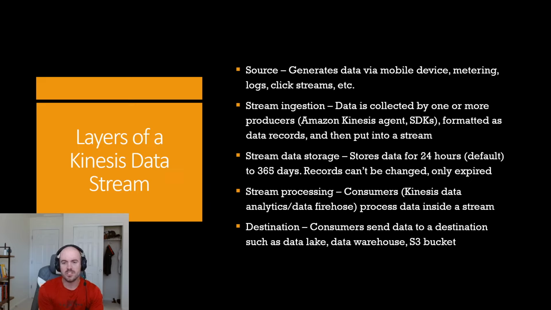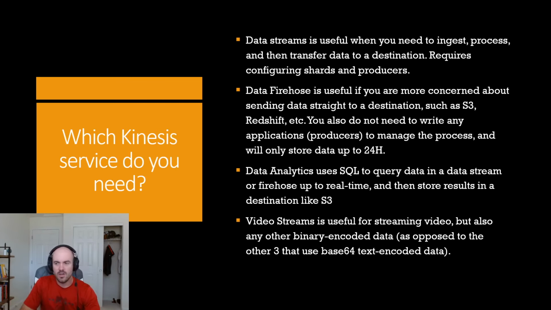Stream processing is, of course, the consumers like Kinesis Data Analytics or Data Firehose that process the data inside of your streams. And then the destination is where consumers send the data, such as an S3 bucket, a data warehouse, or a data lake. The destination is generally somewhere that can handle a lot of data that's potentially very large in scale, and all three of those can definitely do that.